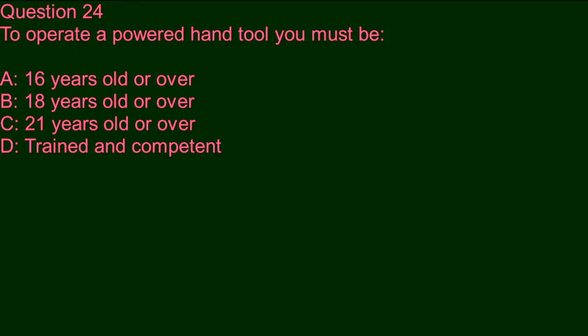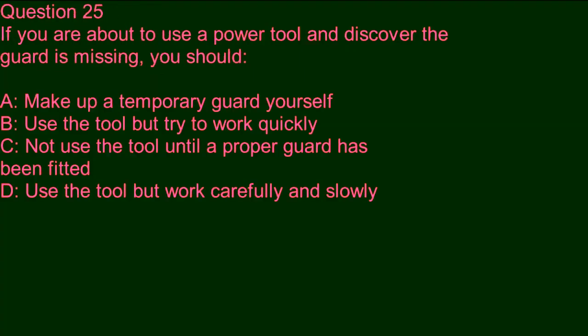Question 24. To operate a powered hand tool you must be A. 16 years old or over. B. 18 years old or over. C. 21 years old or over. D. Trained and competent. Right answer, D. Trained and competent.